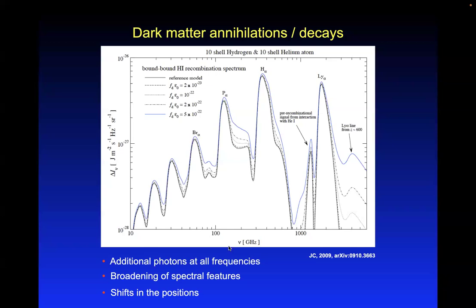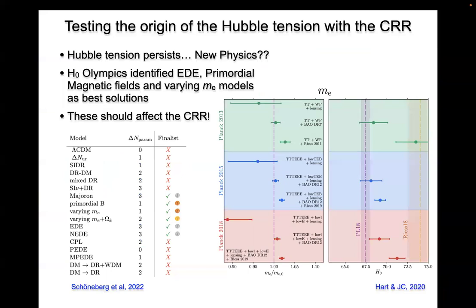It's just to prove to you that there are actually effects that you can see, and this is something that we can actually study to look at the presence of these kinds of perturbations. I want to quickly mention the Hubble tension, which is, of course, a very exciting topic that people have heard about. And from the H0 Olympics, early dark energy, primordial magnetic fields, and varying electron mass models have been found to be the best solutions or good candidate solutions.